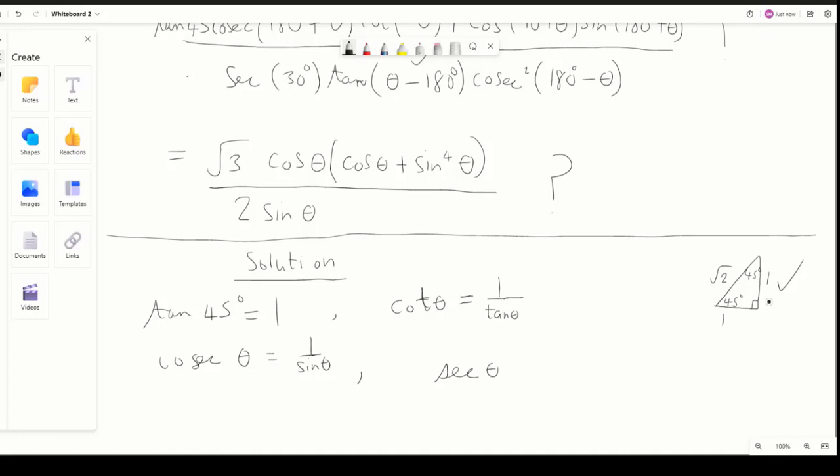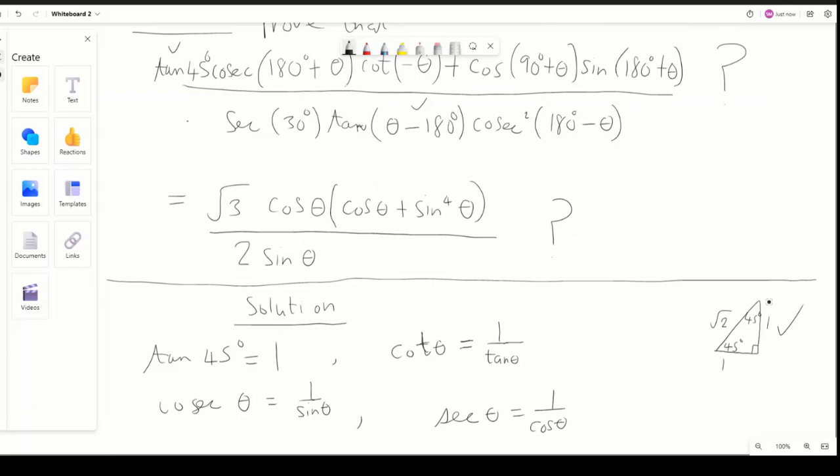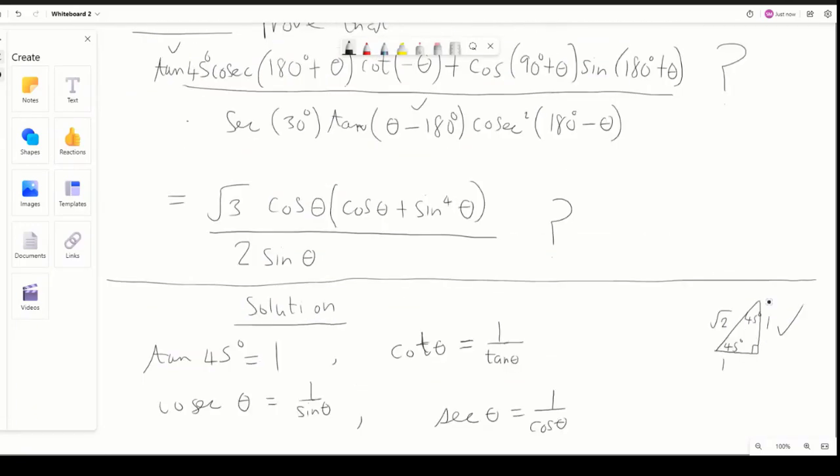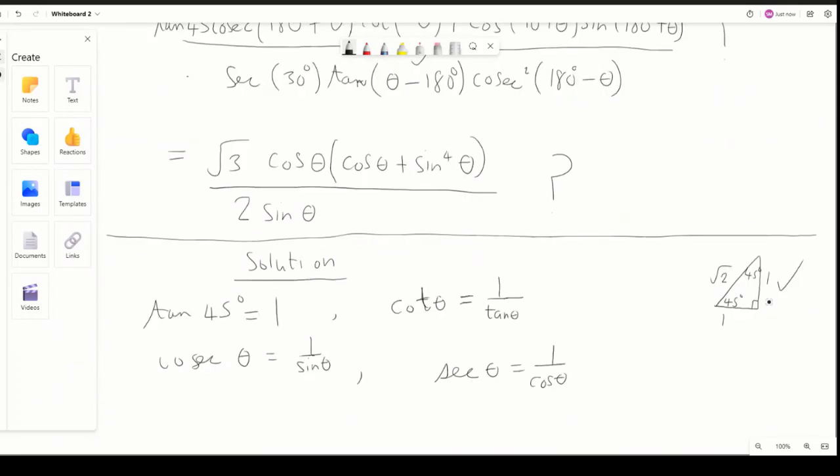The sec of theta is 1 over cos theta, and the cos of theta is 1 over sec theta. That's all you must know. Those are important observations, so they will help us deal with the expression on top here. Now, we've dealt with tan 45, it's 1. Let's look at cosec 180 plus theta.